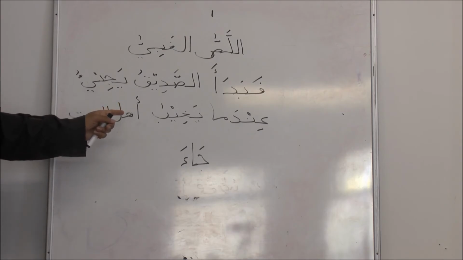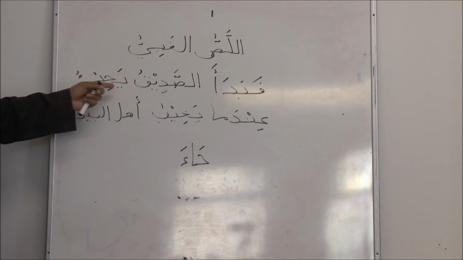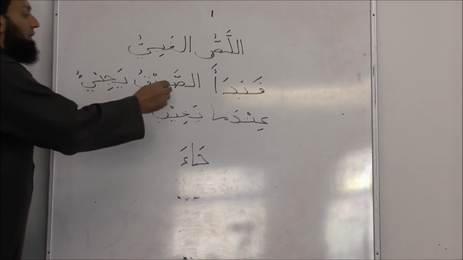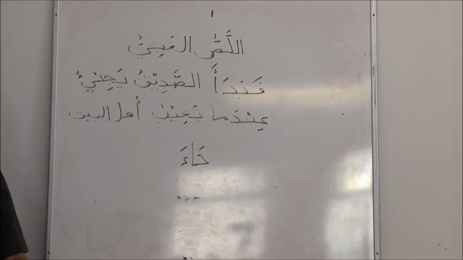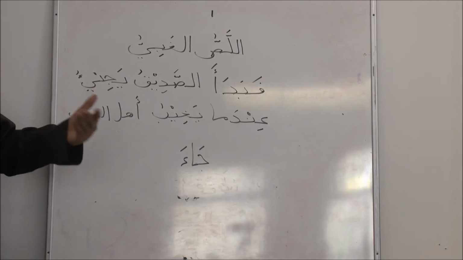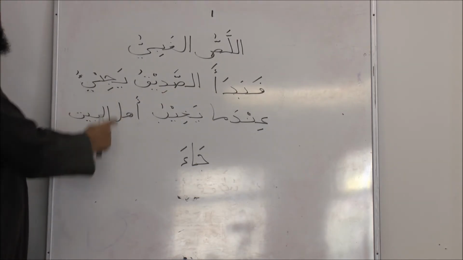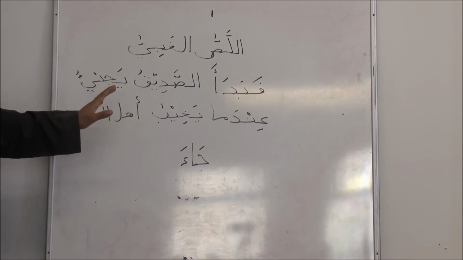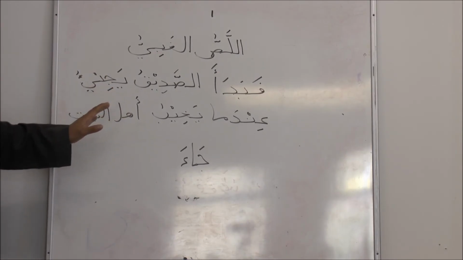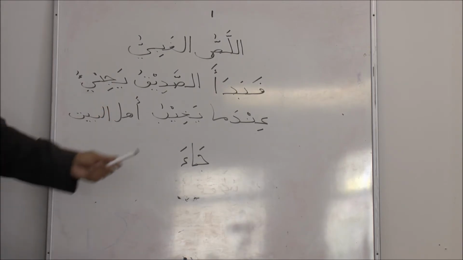Yaji'u. Yaji'u. Fabada sadiqu yaji'u. So the friend started to come. That's what it means, but literally it means the friend, he started, he's coming. But we now know that's how you express it in Arabic. Ya Ahsanu. Fabada sadiqu yaji'u indama.